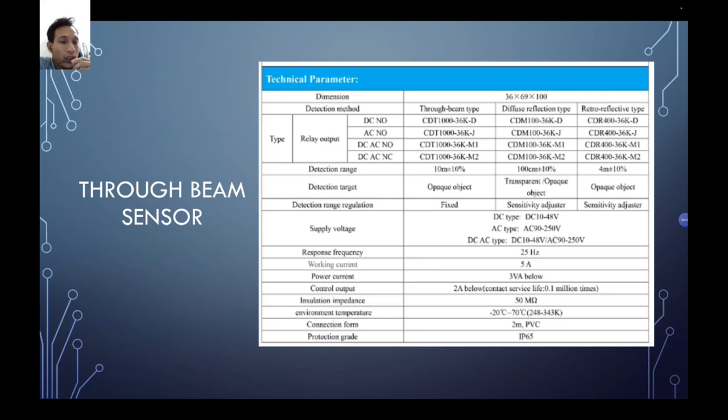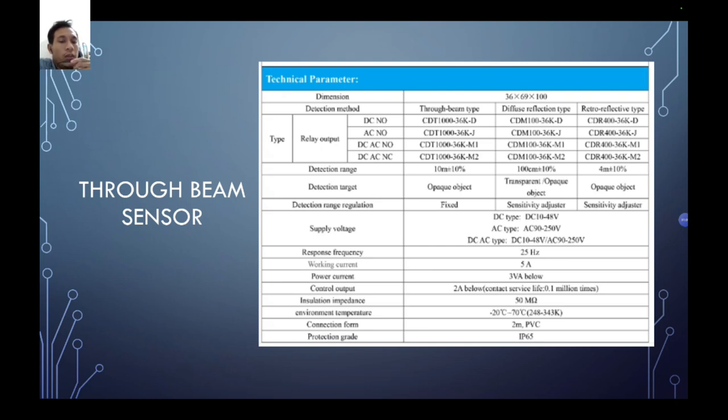The supply voltage for the DC type is 10 to 48 volt DC. For the AC type it is 90 to 250 volt AC. For the DC/AC type, we can use either DC type voltage or AC type voltage. The response frequency is 25 Hz. Working current is 5 amp. Power current is 3 volt amp and below. Control output is 2 amp and below.